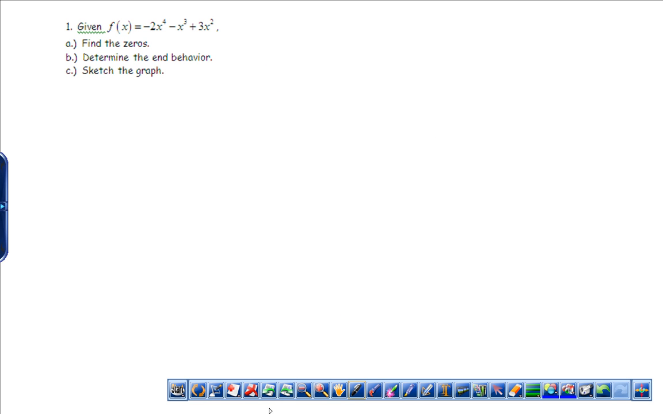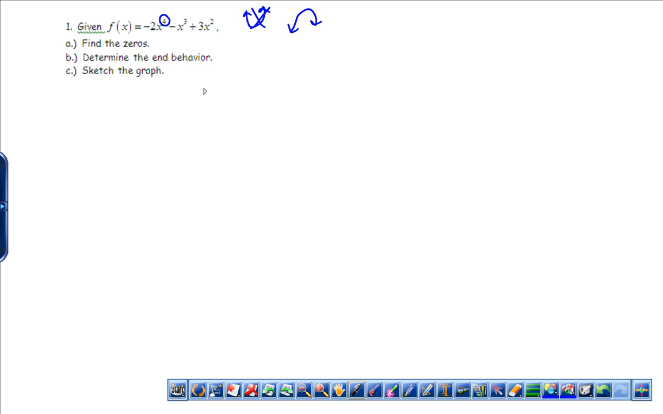Fancy words for nothing really. All right, it says given f of x, given your function here, find the zeros, determine the end behavior, and then sketch a graph. So the first thing I want to think about, just to give me an idea, is that this is going to look like a parabola, except this is a negative, so it's going to look like this basically, except I told you the number of humps is going to be different.